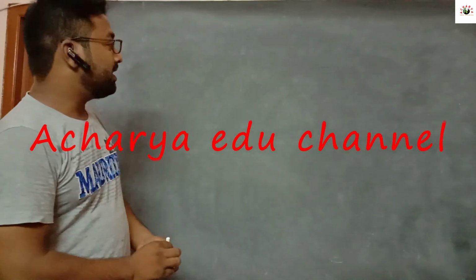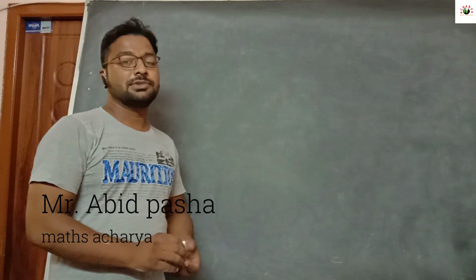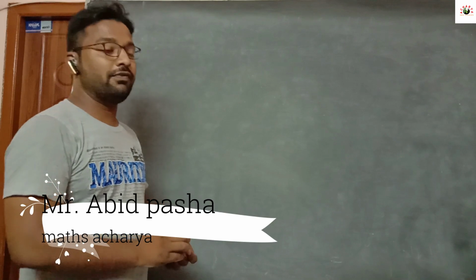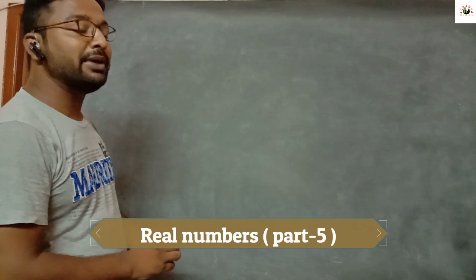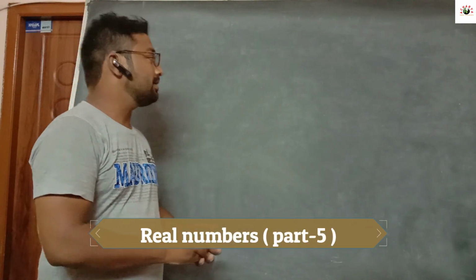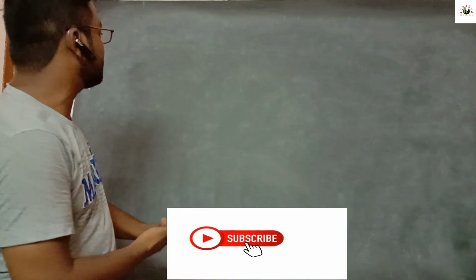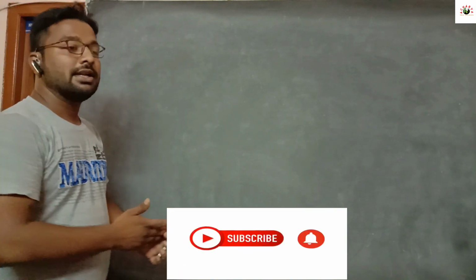Last class we discussed one theorem. Let P be a prime number. If P divides A square then P divides A. Okay, so now we are going to start irrational numbers.